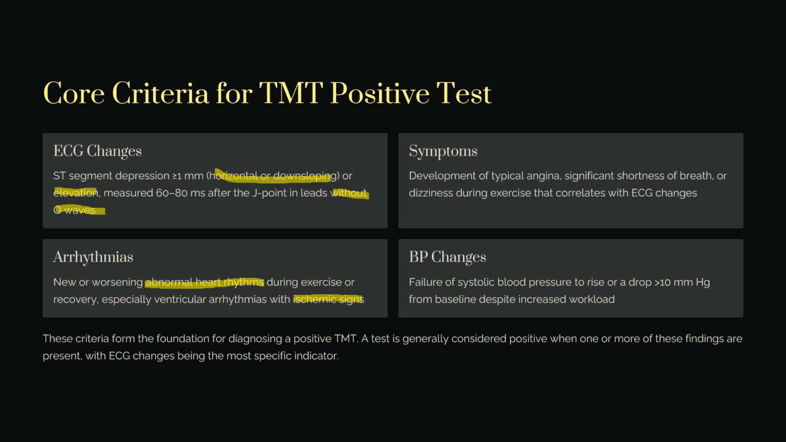Now, what are the symptoms? Development of typical angina, meaning chest pain, significant shortness of breath or difficulty in respiration, or dizziness during the exercise. Now, BP changes: a failure of the systolic blood pressure to rise, or a drop greater than 10 millimeters of mercury. So these are the core criteria for a TMT positive test. There will be changes in the ECG, some symptomatic appearance, arrhythmias, and BP changes.